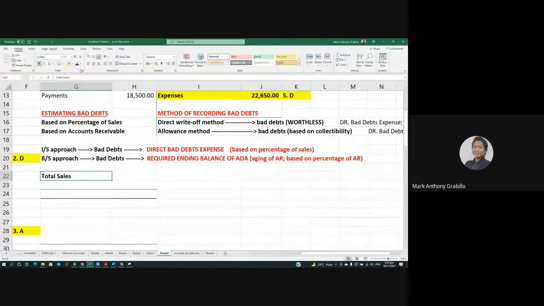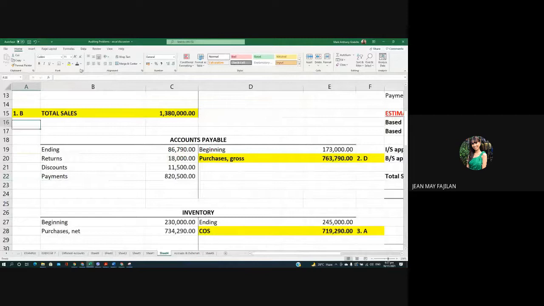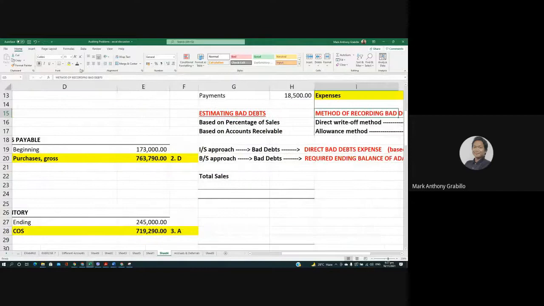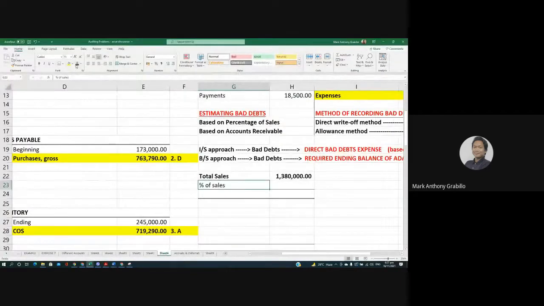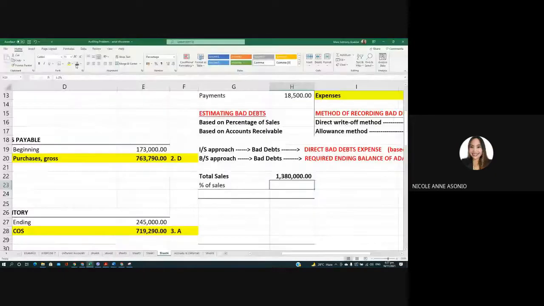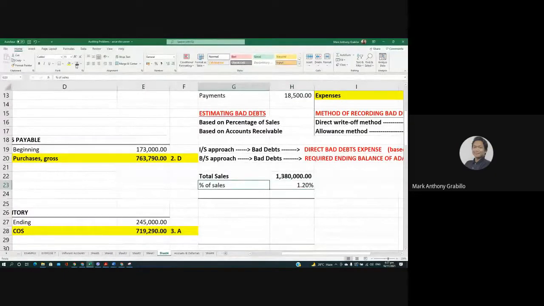So yun po. Magkano yung total sales na nakuha natin? Balikan natin yung sagot natin. 1,380,000. So, our answer here for the total sales is 1,380,000. And then, based daw sa percentage of sales, ilang percent yung hinihingi? 1.2%. So, ano pala makukuha natin dito? Bad debts expense or ending balance ng doubtful account? Bad debts expense po.